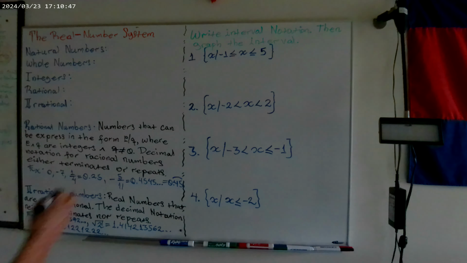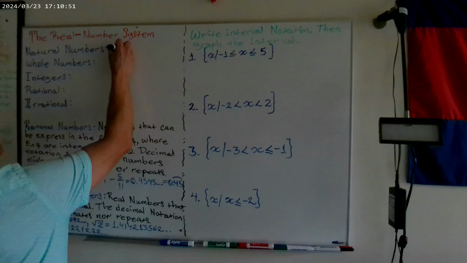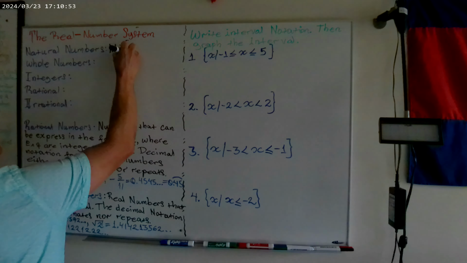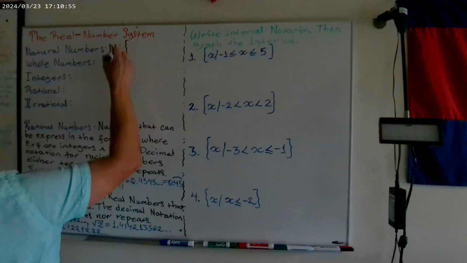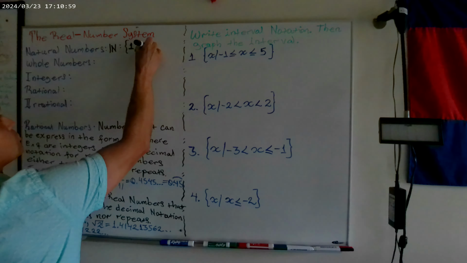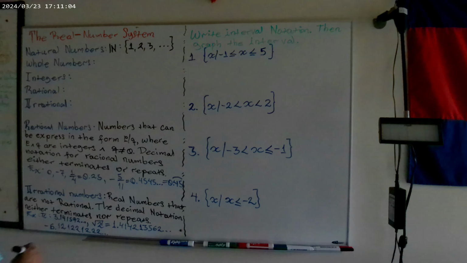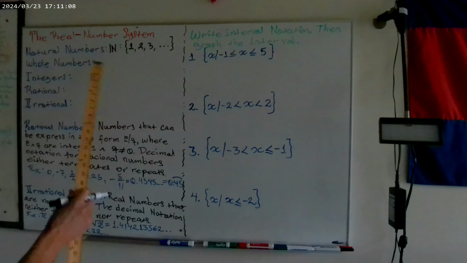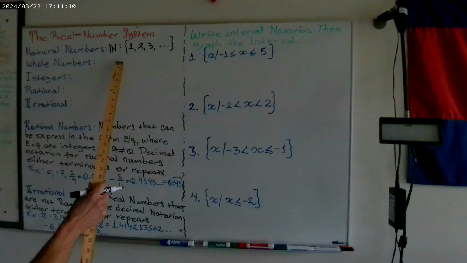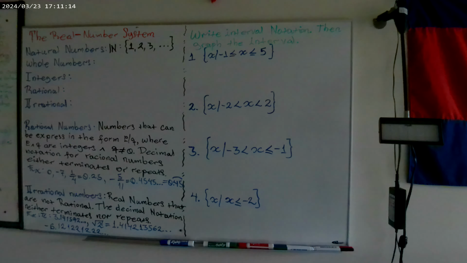And the natural numbers are represented by a letter N, and the first element of the natural numbers is 1, 2, 3, all the way to infinity. So any example of the natural numbers is any number that starts from 1 all the way to infinity.